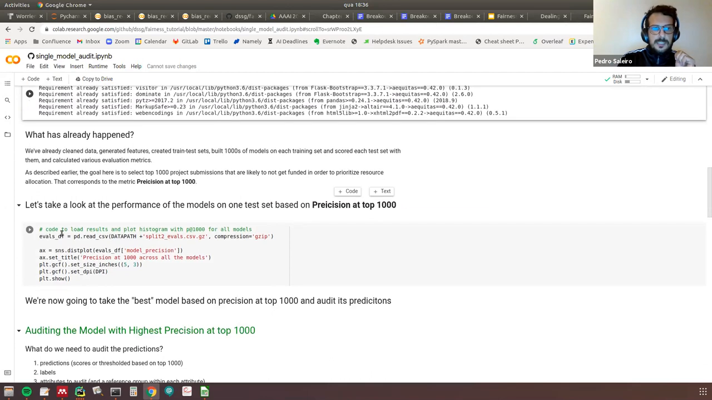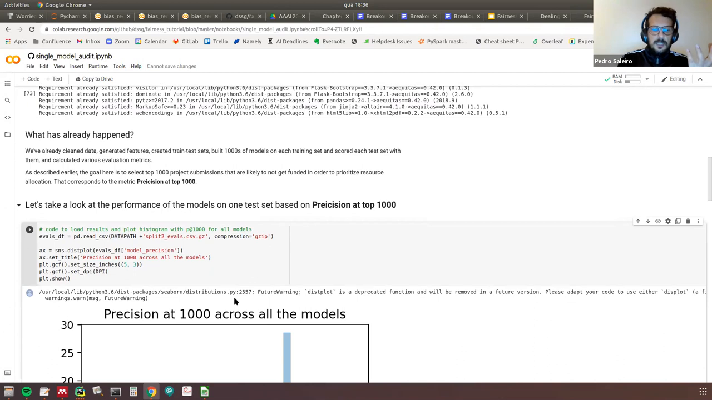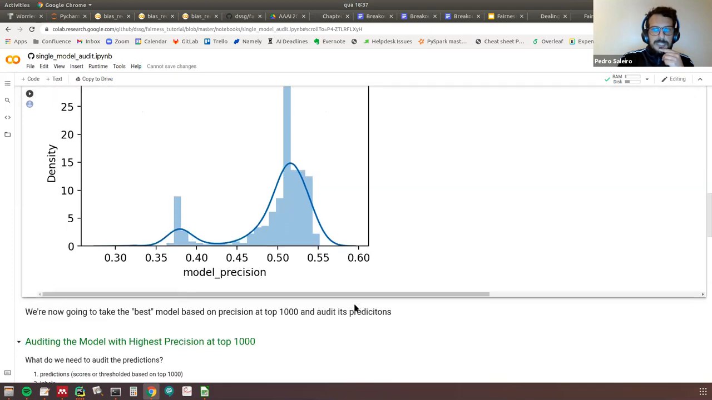As I was saying, we already trained many different models, and we now have a look at the distribution in terms of performance, which is precision at top 1000, of all the models that were trained in our grid. And basically we see that the best model is around 0.55 precision on top 1000 projects predicted as high risk.